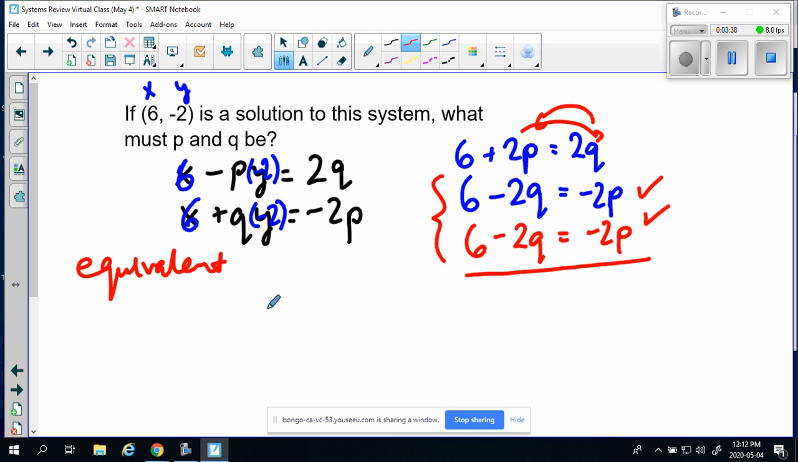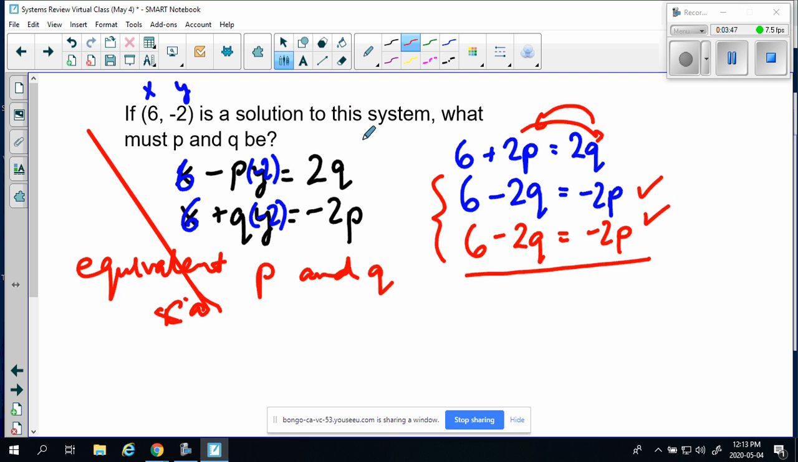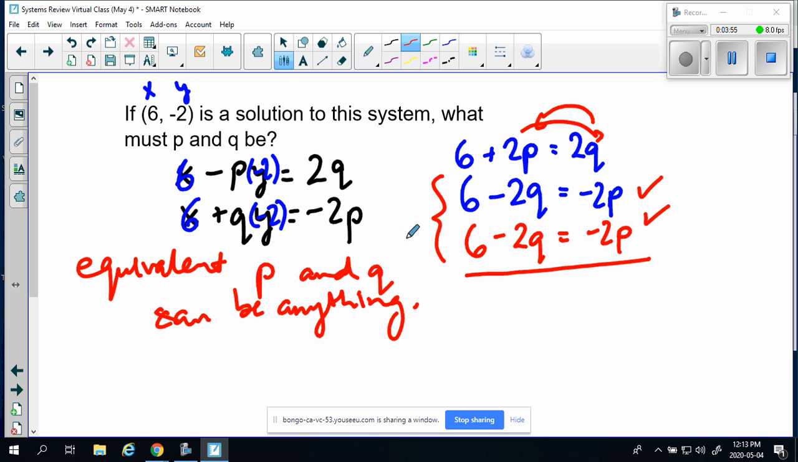That means that P and Q can be anything. So it doesn't matter what P and Q are. But if this was a better thought out question, you would only get one solution for P and Q. What this also demonstrates is that if you end up with equivalent equations in both cases, then it cannot be solved uniquely, and you're going to end up with a 0 equals 0 case.